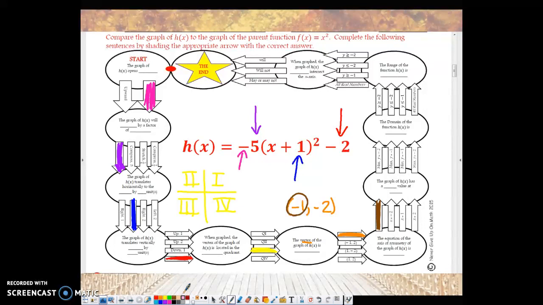Next one says the graph h of x has a blank value at blank. So is it a maximum or minimum? Well, if it opens downward like we said it did, that means it goes like this. That tells me it's a maximum, so we can cross out minimums. Okay, is it going to be y equals negative 1 or y equals negative 2? Well, does the y equal negative 1 or negative 2? Negative 2.